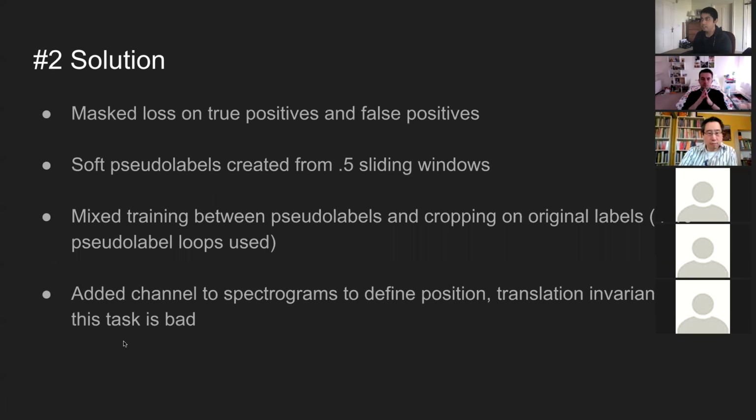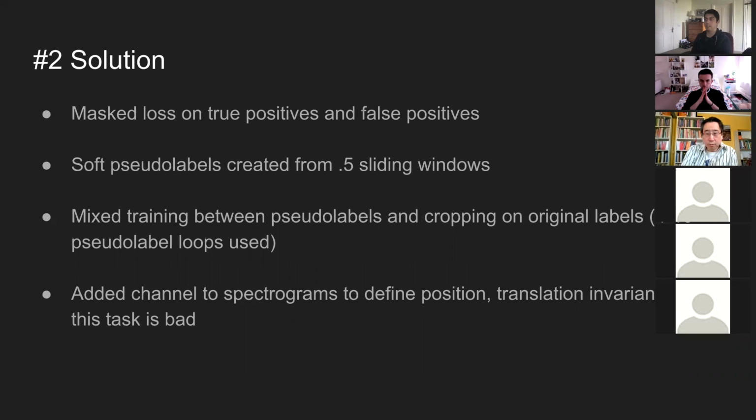So the second place solution actually turned out to be significantly simpler, in my opinion. They ended up using a similar masked loss where it basically said where we have the labels for the true positives and the false positives, we'll count those as ones and zeros, but anything outside of that region for different species that might not have been labeled, we'll just leave it as NaNs. So it won't actually compute any loss there. It only computes for the certain species where it was labeled and the certain timeframes where it was labeled.